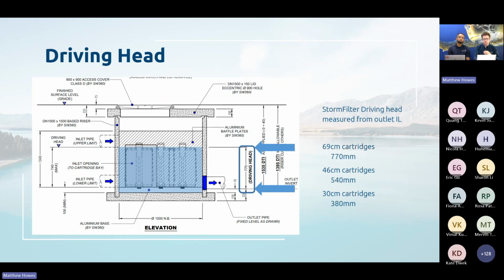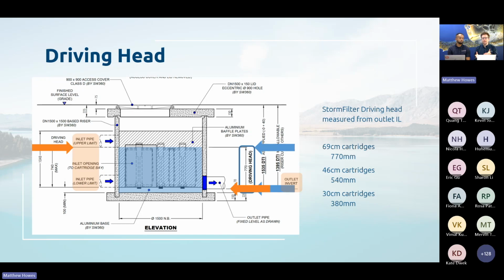Of course, with the StormFilter, we have the outlet invert, which is right at the base. There's very minimal depth below outlet for the StormFilter, which is good for shallow sites. And there is a range of inlet levels that the inlet can go into the StormFilter. So if you're using the 69 centimeter cartridge, you still need 770 mil of driving head, even if you've only got 30 millimeters of fall through that system. So the inlet configuration to outlet configuration is an independent measurement of the driving head.